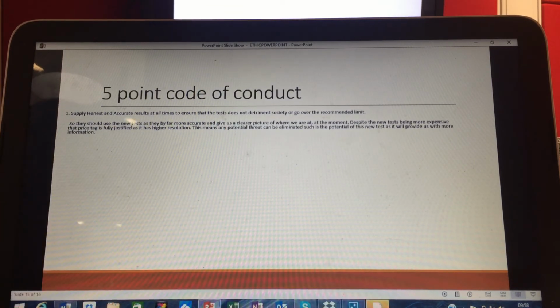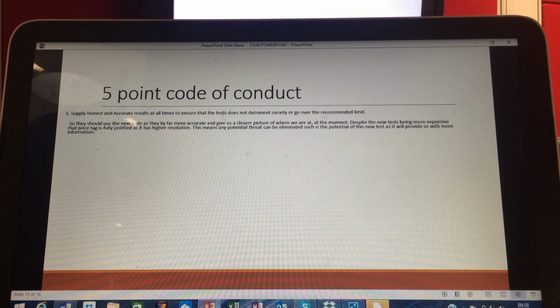To conclude our presentation, we have come up with our 5-point code of conduct. First one being supply honest and accurate results at all times to ensure that the test does not detriment society or go over the recommended limit. So they should use the new tests as they are by far more accurate and give us a clearer picture of where we are at the moment.